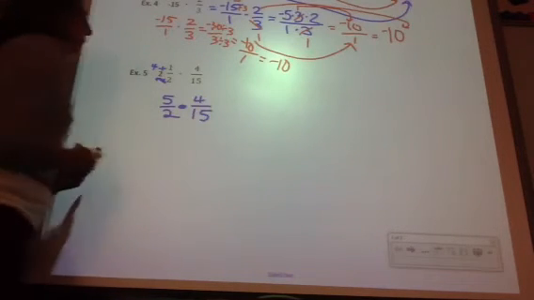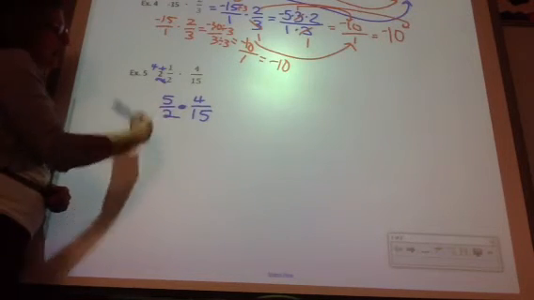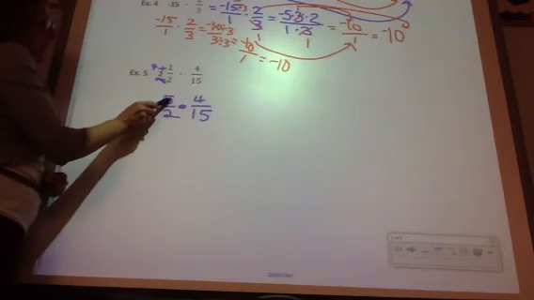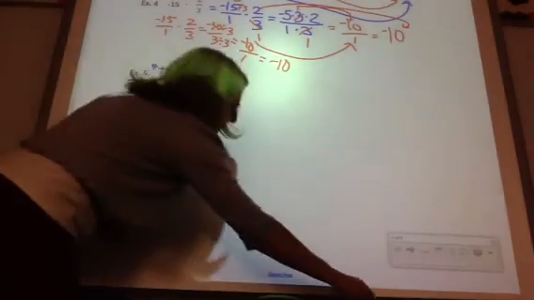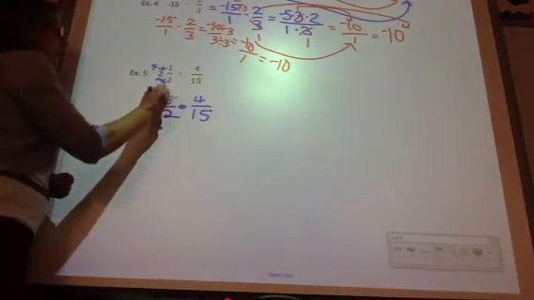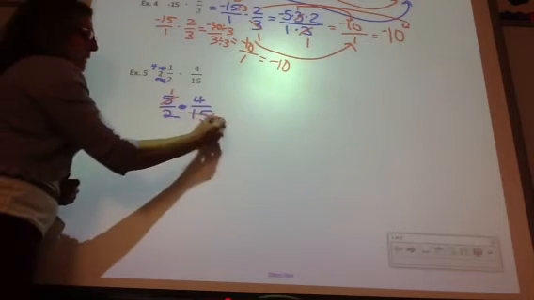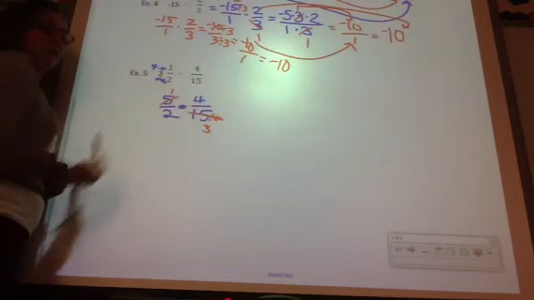So now I'm ready to multiply. Well, is there anything I can divide out? Is there anything I can divide out from the numerators to the denominators? Yes, I've got a factor of 5 here, I've got a factor of 5 here. So I can divide out a 5 here, and I get 1. I can divide out the 5 here, and I get 3. I also have a factor of 2 that I can divide out.